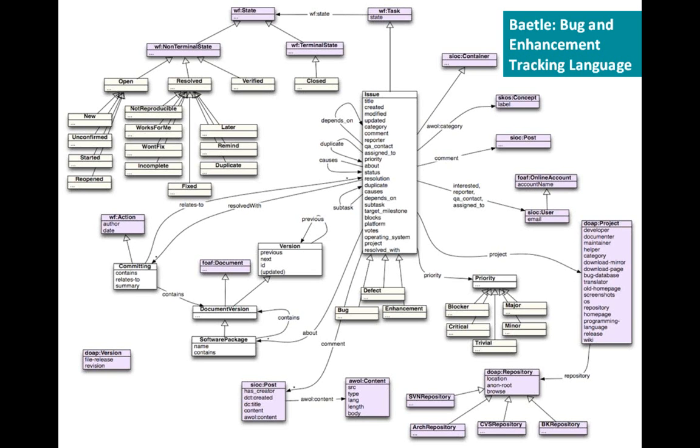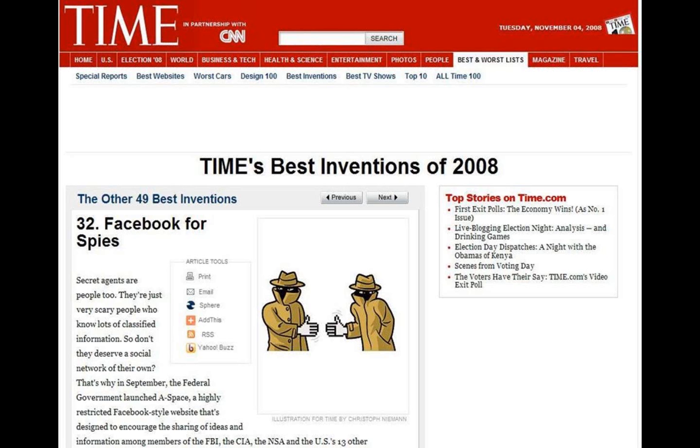And then finally, just last week, I saw this list of Time's Best Inventions of 2008, and one of them was a Facebook for spies.